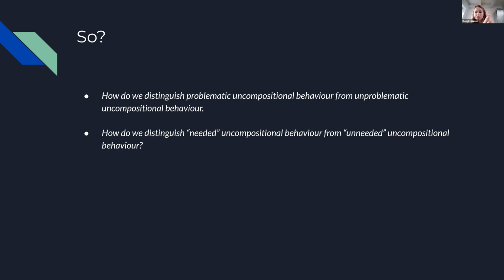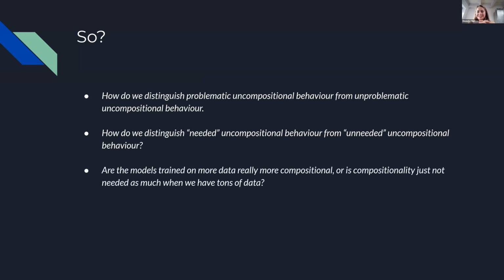Then the third one, which relates also a bit to the question I asked yesterday at the end, is I found it kind of counterintuitive that these models trained on more data are more compositional, because this seems to counter what we actually want. So an open question there is: are the models trained on more data really more compositional, or is compositionality just not needed as much when we have a lot of data?